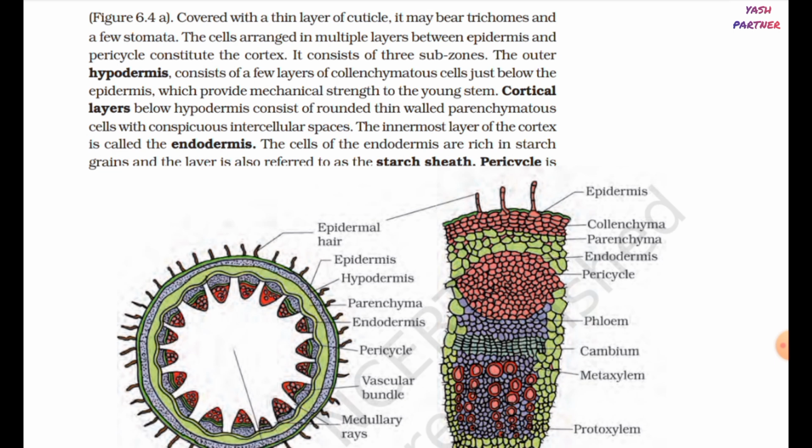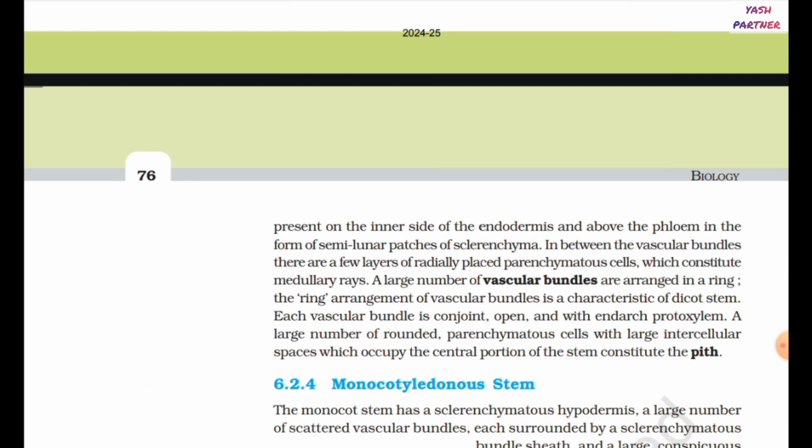The outer hypodermis consists of a few layers of collenchymatous cells just below the epidermis, which provide mechanical strength to the young stem. Cortical layers below the hypodermis consist of round, thin-walled parenchymatous cells with conspicuous intercellular spaces. The innermost layer of the cortex is called the endodermis. The cells of the endodermis are rich in starch grains and the layer is also referred to as the starch sheath.